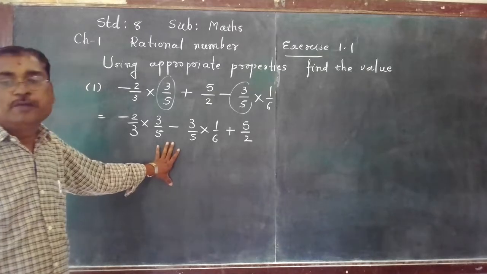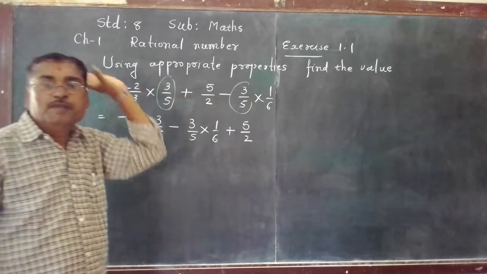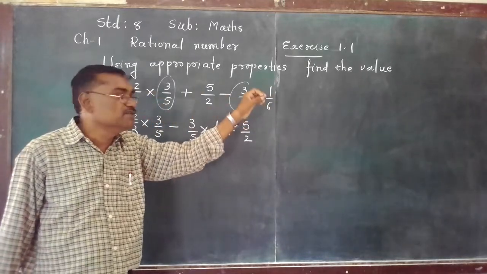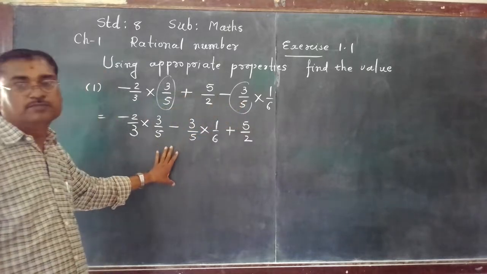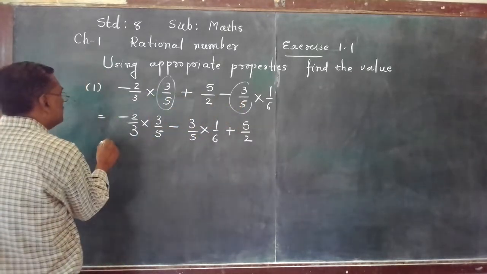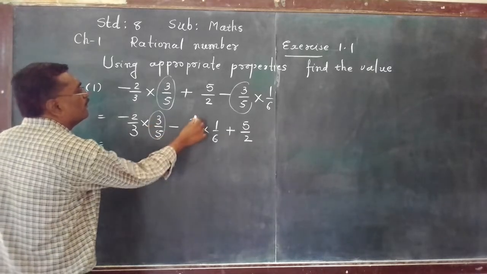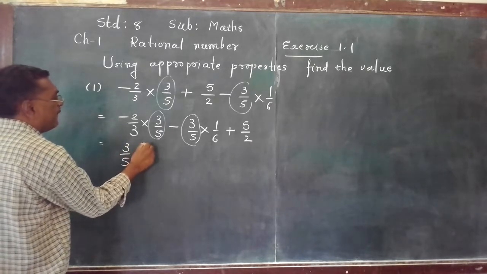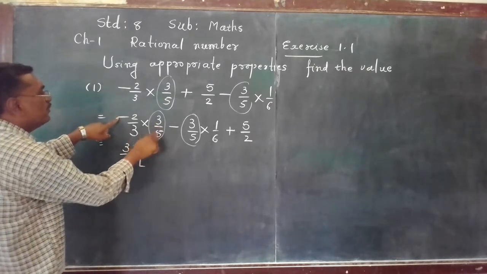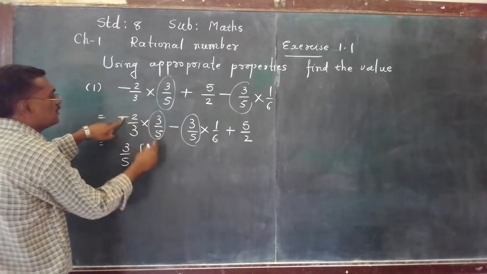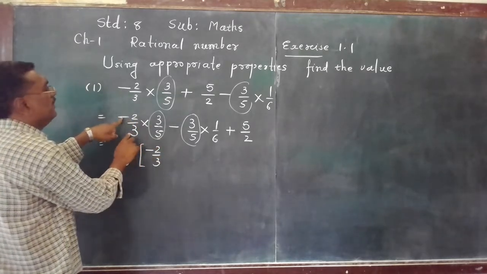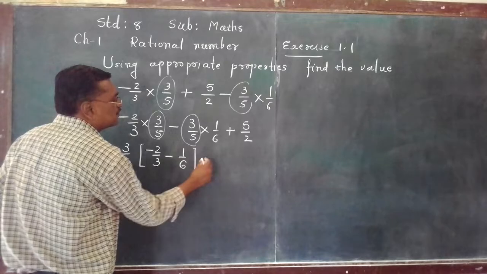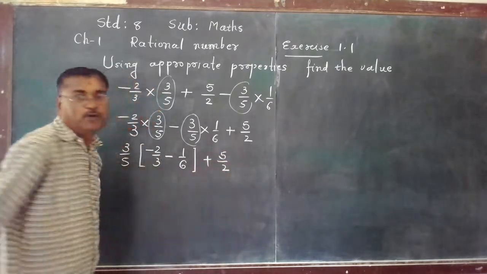Using the commutative property, a plus b equal to b plus a. Suppose 3 plus 5 equal to 8 and 5 plus 3 equal to 8. The answer doesn't make any difference. So we can arrange the terms, means commutative property. Now we can see 3 upon 5 is the common term. So taking it outside, we have 3 upon 5 outside, that is common. So the remaining portion is minus 2 upon 3. Here is the minus, this is common, and 1 upon 6 plus 5 upon 2.